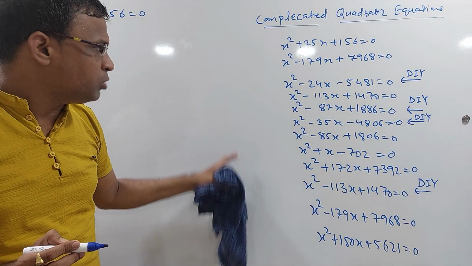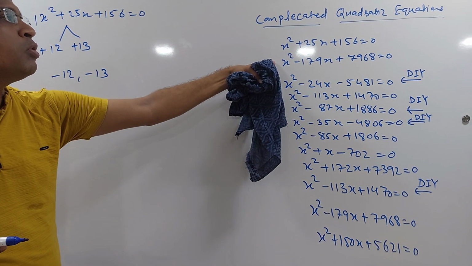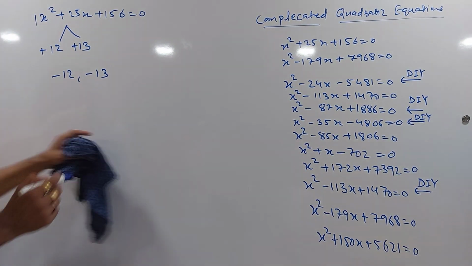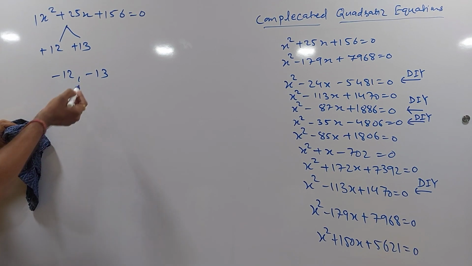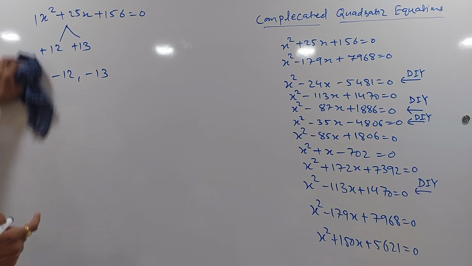And see, okay, there is no question. Suppose there is a question where you have a coefficient of x square other than 1, in that case you need to divide by that. That's it. Fine. So the answer for this question is minus 12 and minus 13.